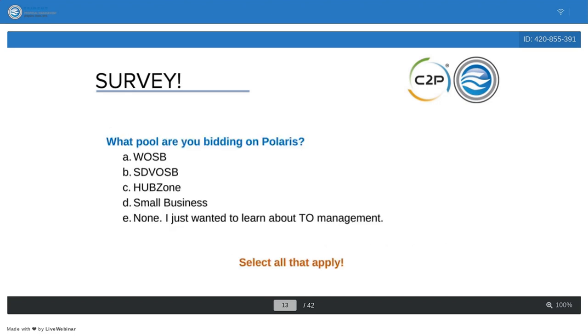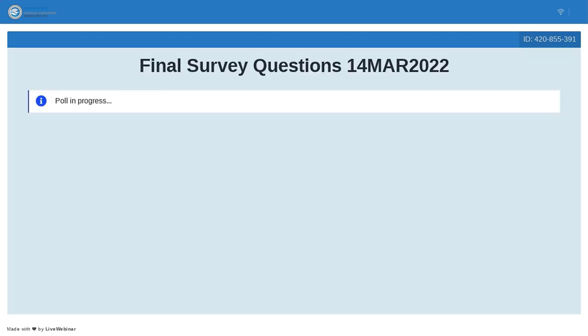Okay, so we would like to do a quick survey and just check in, so we get a sense from the audience that's here, which pools you're intending to bid on Polaris. Just doing a quick check as people are looking at the surveys. Looks like everybody's crunching away. All right, looks like it's a little bit split, but the small business pool, of course, is leading the pack, so we expected that.